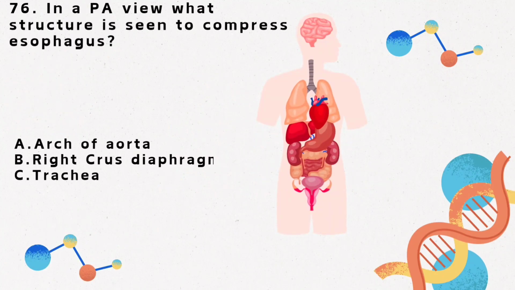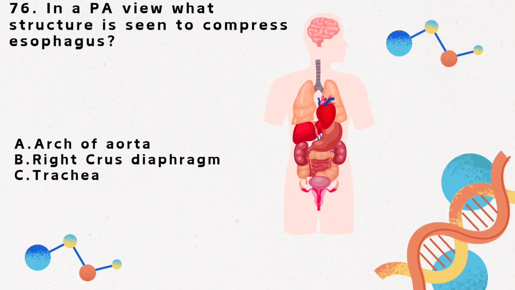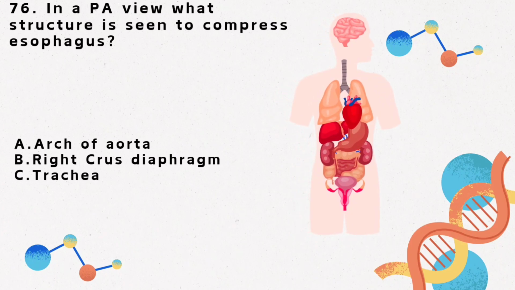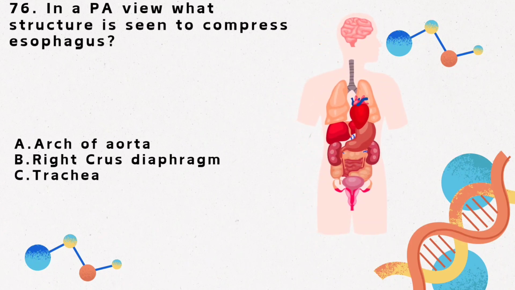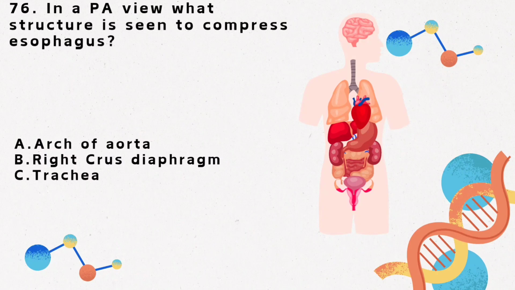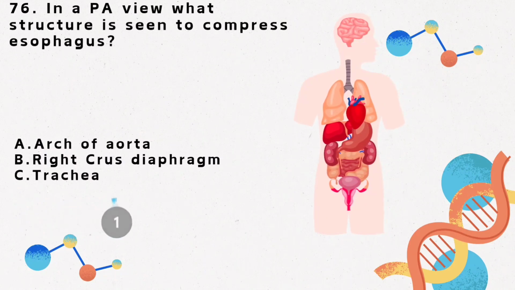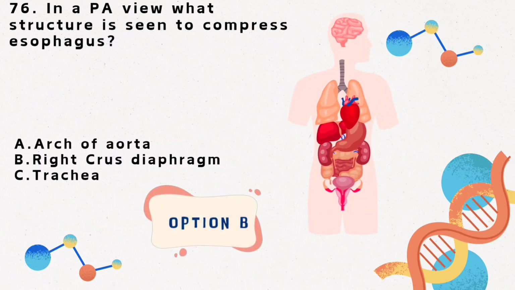In a PA view, what structure is seen to compress the esophagus? A. Arch of aorta. B. Right crus of diaphragm. C. Trachea. Option B is the right answer.